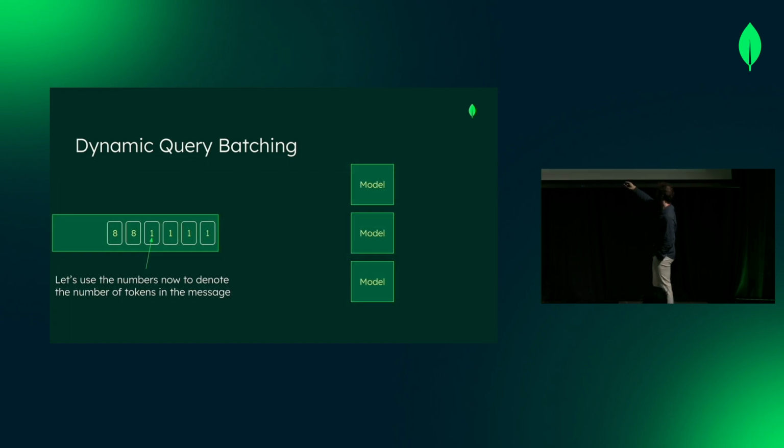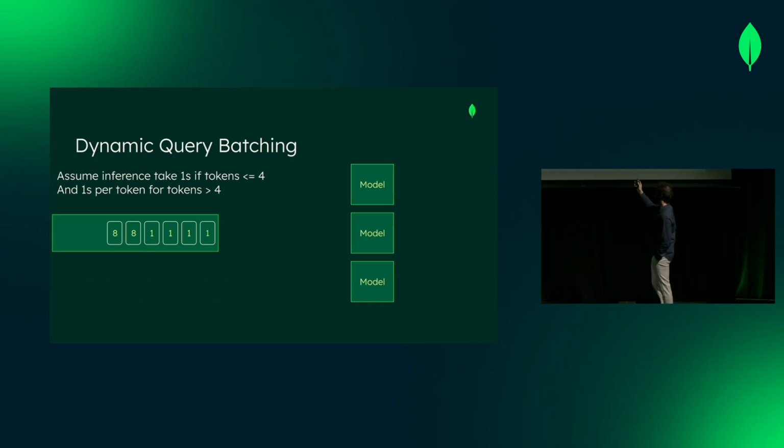And for now, let's use these numbers to denote the number of token messages on the queue. And what we're going to assume here is that inference takes 1 second if you're processing less than or equal to 4 tokens, and is linear otherwise, 1 second per token. This is just for illustration purposes. It's basically illustrating what we just showed in the slide previously with that graph.